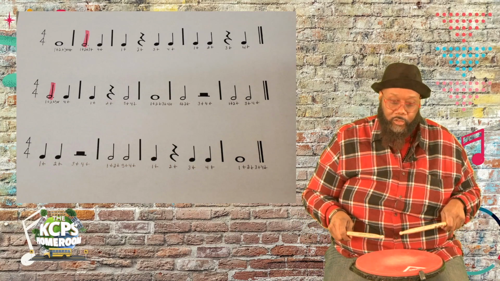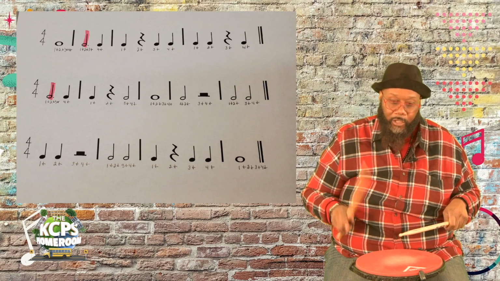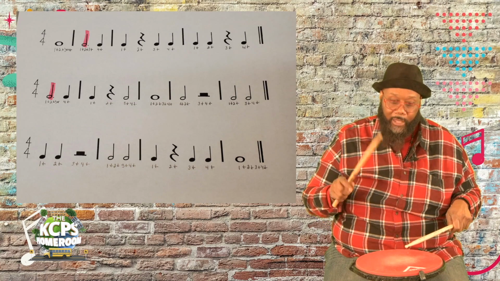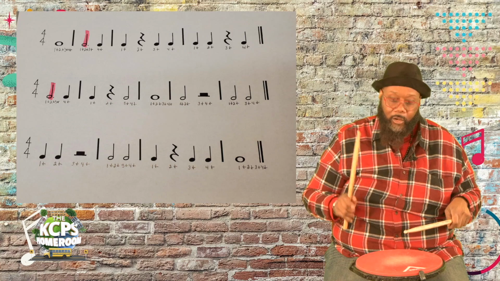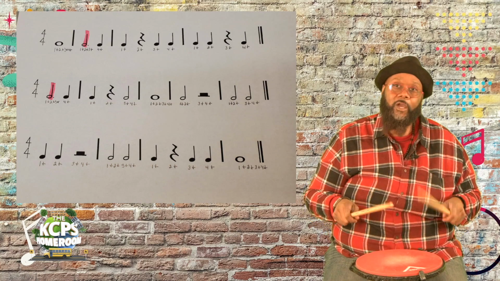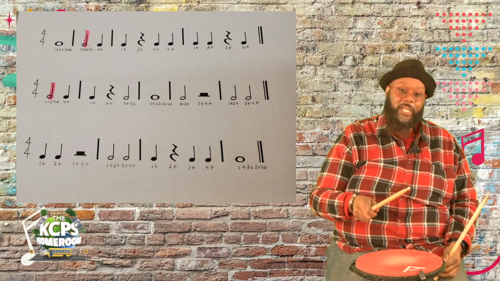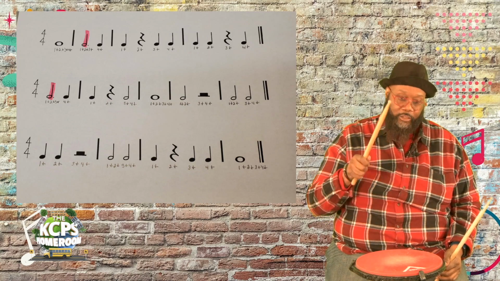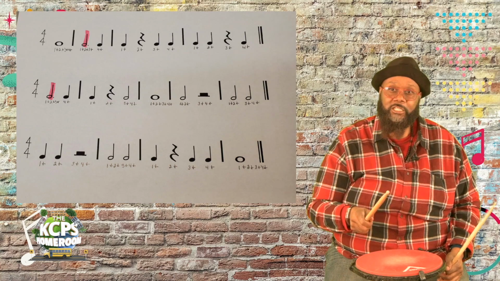1 and 2 and 3 and 4 and, 1 e and a 2 and 3 and 4 and, 1 and 2 e and a 3 and 4 and. Great job. So if you did that, you did outstanding. You're on your way to becoming a great drummer, or should I say percussionist, okay?